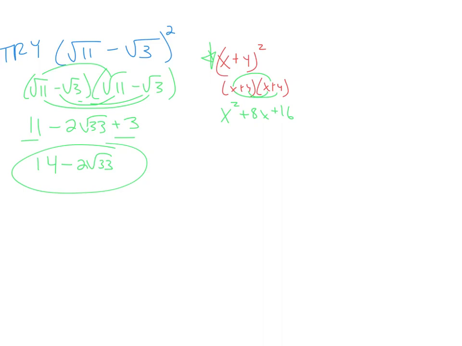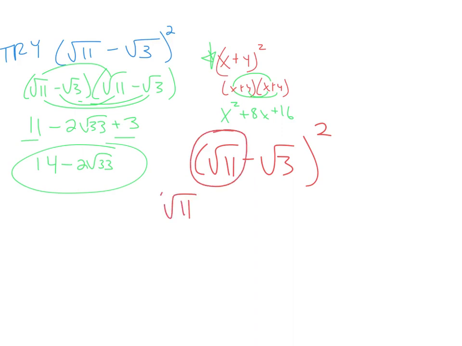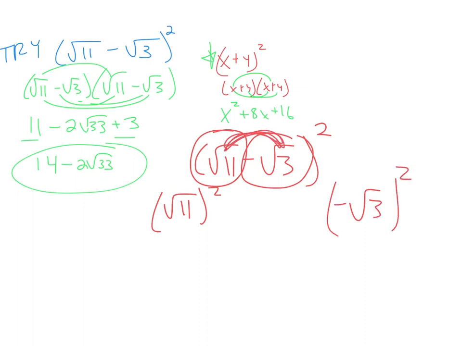So I don't feel like I explained this very well. This is an edit. I made this yesterday and I'm editing it today. So if you have root 11 minus root 3 and it's being squared, you're essentially taking this first term and squaring it. And you're taking the last term and squaring it. And you're multiplying the two here, and you're adding them together.